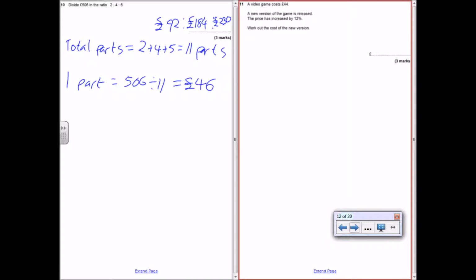Now question 11, we've got a video game that's increased in value by 12%. So we've got to find 12% and then add that on. So one way of finding 12% is to find 10% and then two lots of 1%. So 10% of 44, that's 44 divided by 10, is £4.40. 1% of 44 is going to be 44 divided by 100, which is 44p.